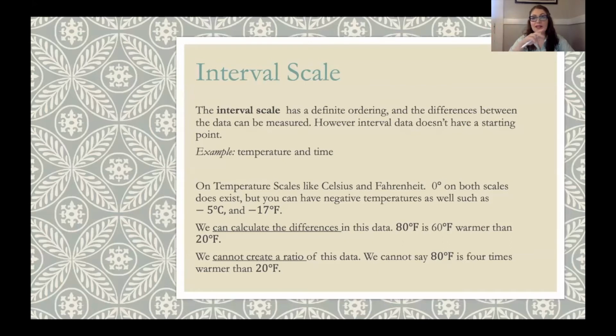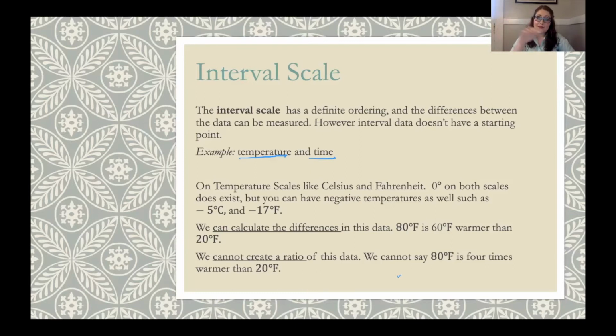The only two main examples we're going to see of interval data are temperature and time. Now we have a theoretical absolute zero, like the coldest temperature you can get. I think it's negative 273 Kelvin, fun fact. But we don't really have a starting point for temperature. Same thing with time. We don't really have a starting point for time.